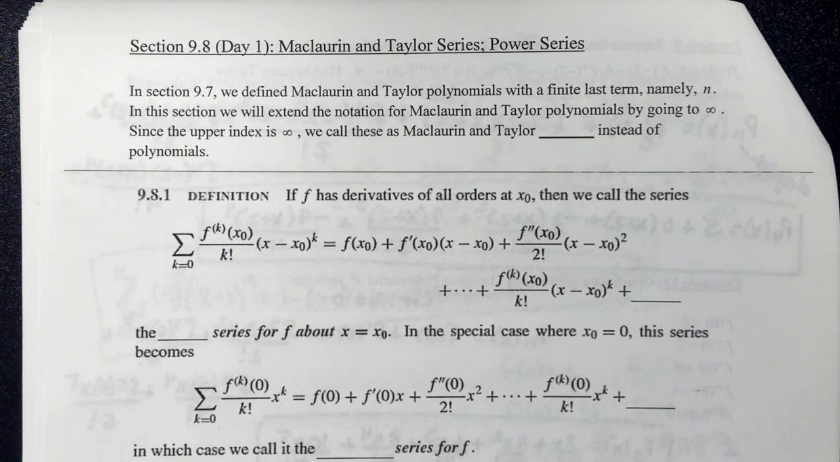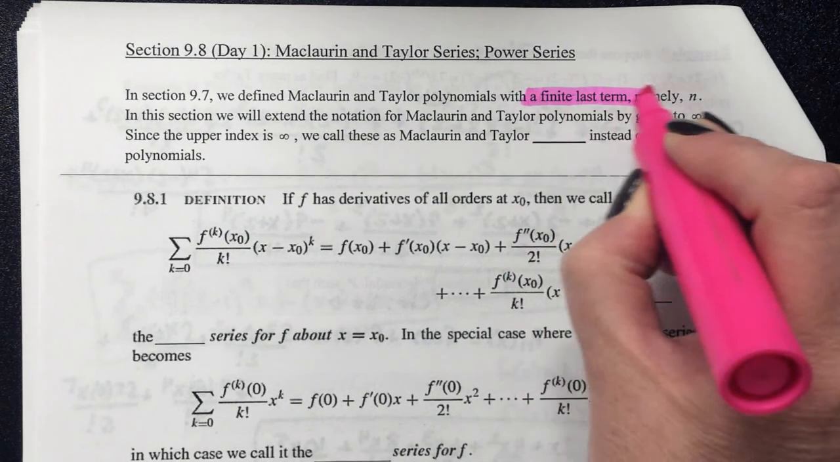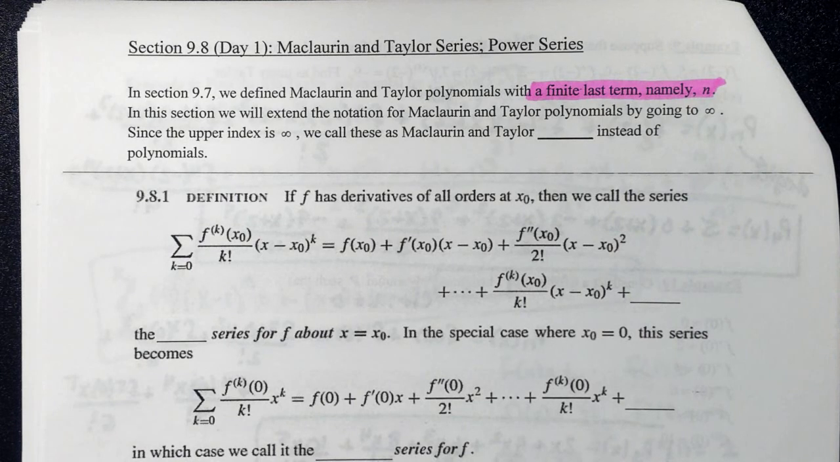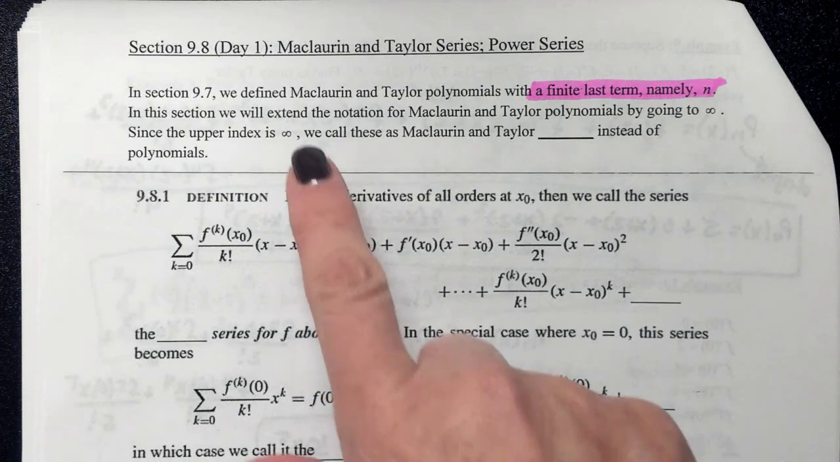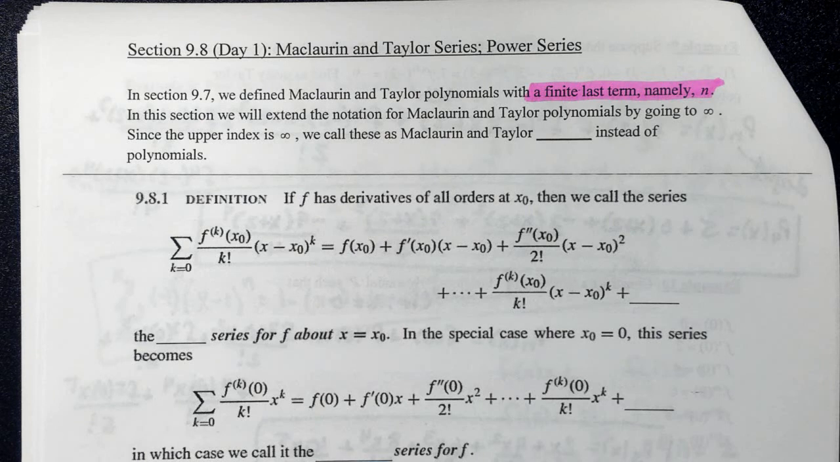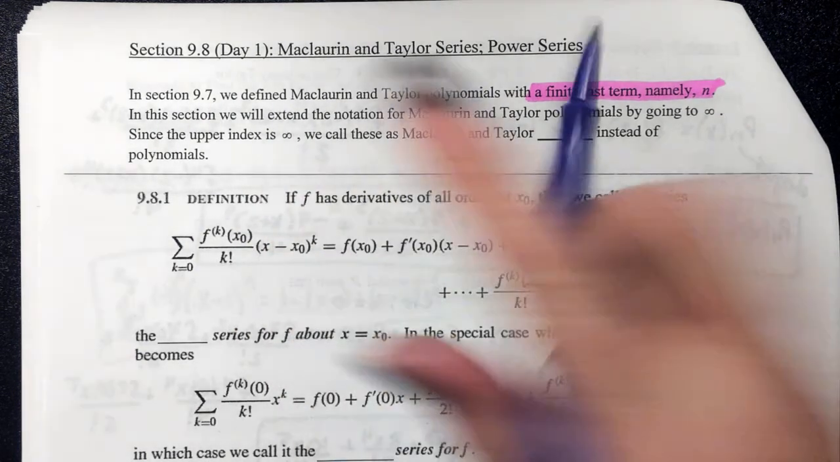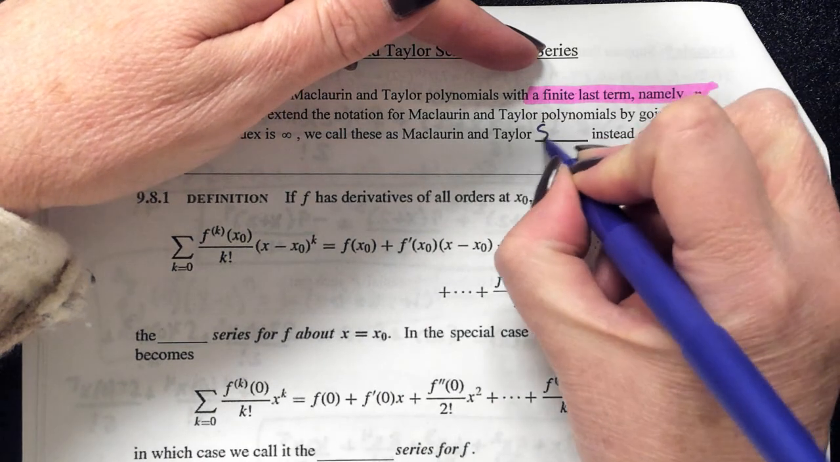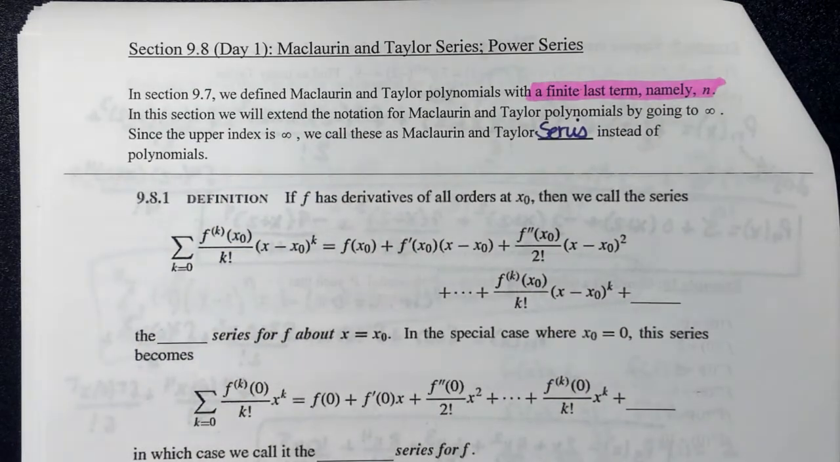Polynomials have a finite last term. Namely, we've been ending with the nth term. So when we talk about a Taylor-Maclaurin polynomial, you have a definite end. In this set, like I said, what we're going to do now is extend this notation for Maclaurin and Taylor polynomials by going to infinity. Since our upper index is infinity, we're going to call these Maclaurin and Taylor series instead of polynomials.